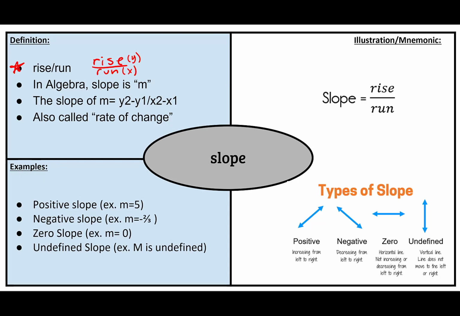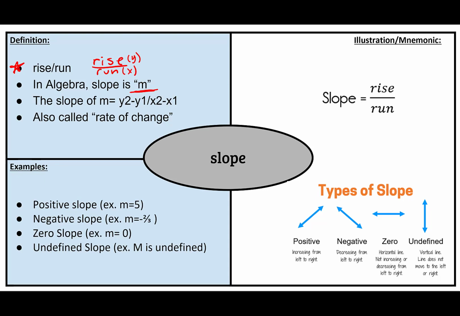In algebra, slope is reflected in y equals mx plus b by the letter m, and we can find the measure of slope using the slope formula, which is m equals y2 minus y1 over x2 minus x1. The biggest thing to take away is that slope is this letter m, but it's still important for you to have just a little base of knowledge on what the slope formula is.